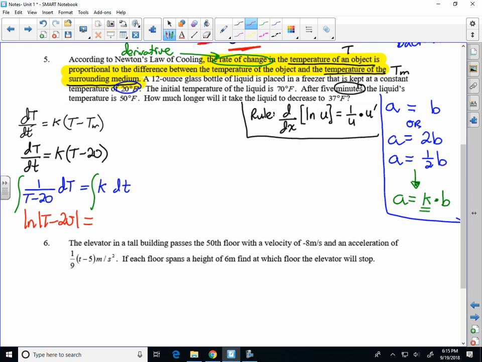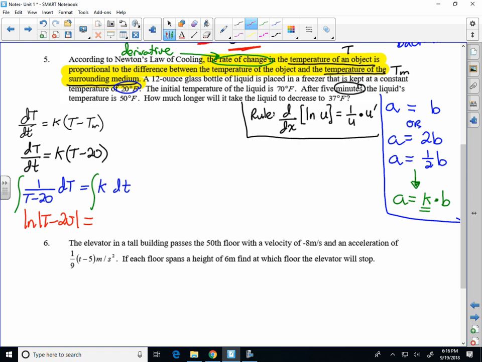All right. We put the absolute value bars around it because t minus 20 could yield a negative result. And you can't take the log of a negative number. You can't take the log of 0 either, but symbolically we wouldn't worry about representing the time. So the natural log of t minus 20.